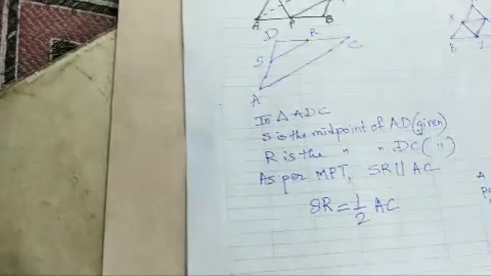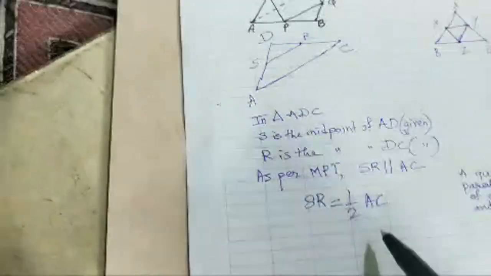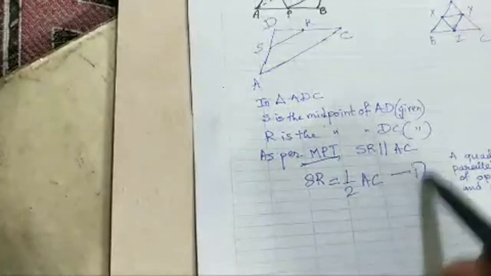And also the midpoint theorem says that this line segment is always half of the third side, meaning SR is always equal to 1 half AC. So this way you can see that as per the midpoint theorem, we have proven that the first is true. The second thing we need to prove is that PQ is equal to SR. How can we prove that?